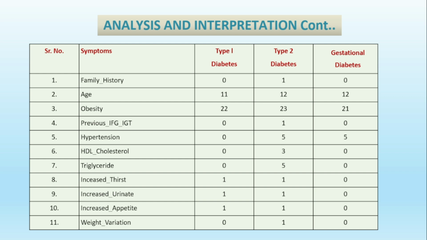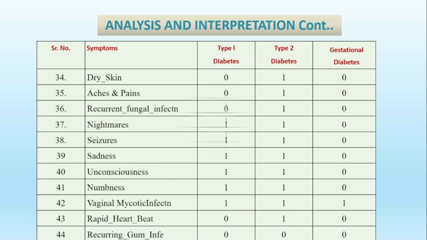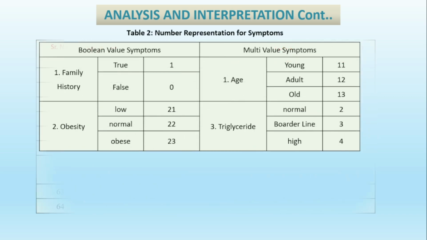Now age: 11, 12, and 13. Now this is the age criteria. We have selected the numbers. I will explain in the next slide. Obesity, previous IFT, IGT, all the parameters. We have included 64 parameters to capture the data from the 150 different patients.